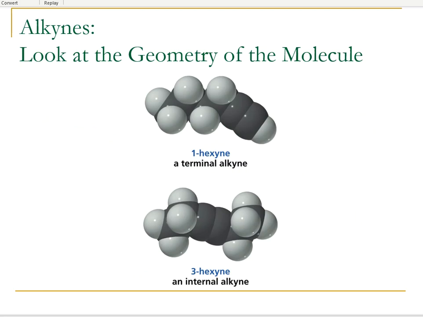Now, let me show you a picture. Here's an image of 1-hexyne and 3-hexyne. 1-hexyne is what we call a terminal alkyne. So what happens if you have a terminal disease? That means that you're at the end most of the time, right? So a terminal alkyne means that it's a triple bond that is at the end of a molecule.